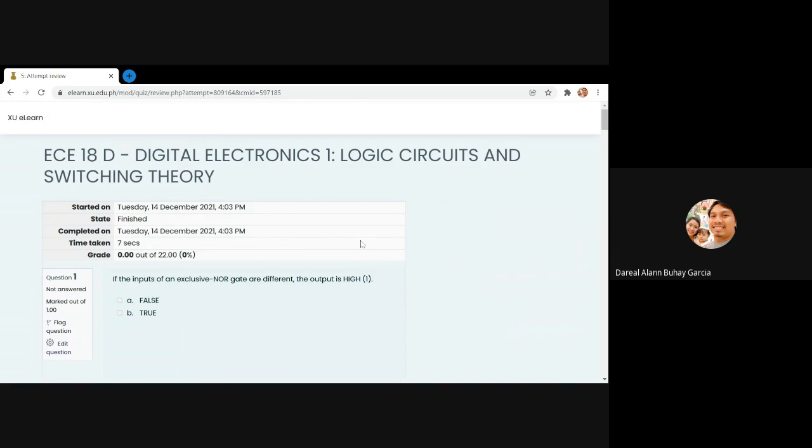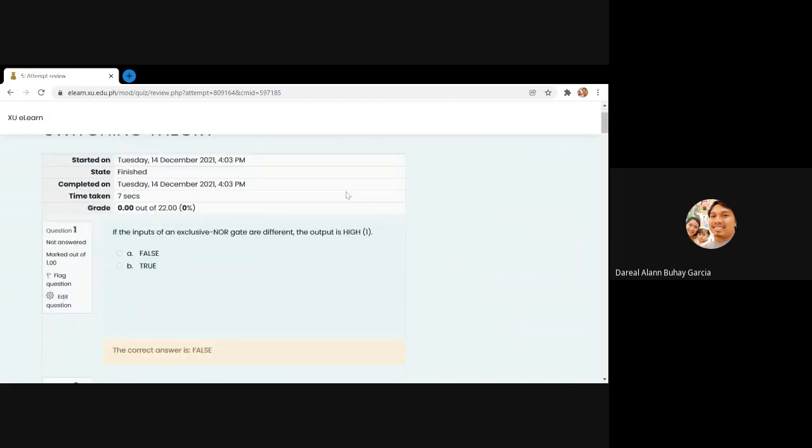If the inputs of an XOR gate are different, the output is high, XNOR, true or false? False. False. So if XNOR, kung 1-0 or 0-1 ang input, output is low.